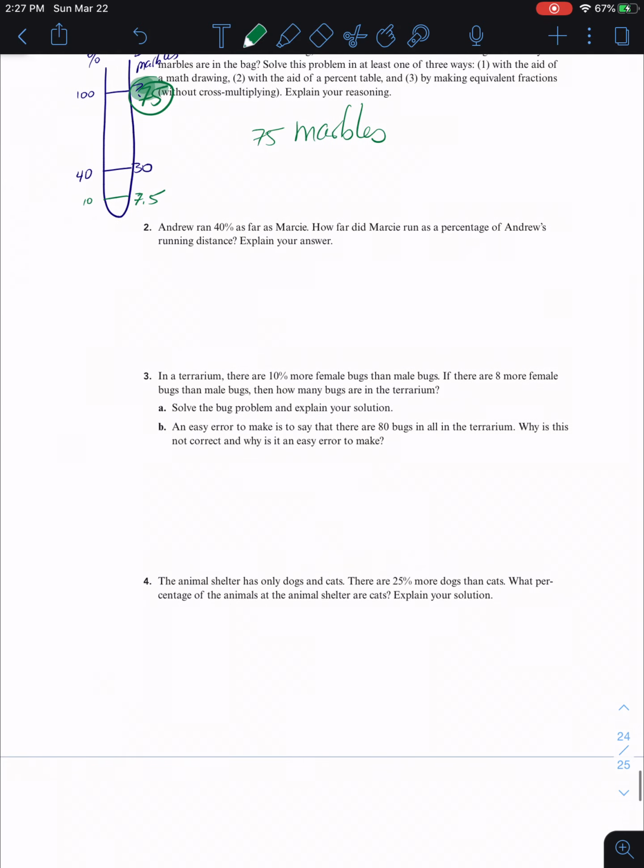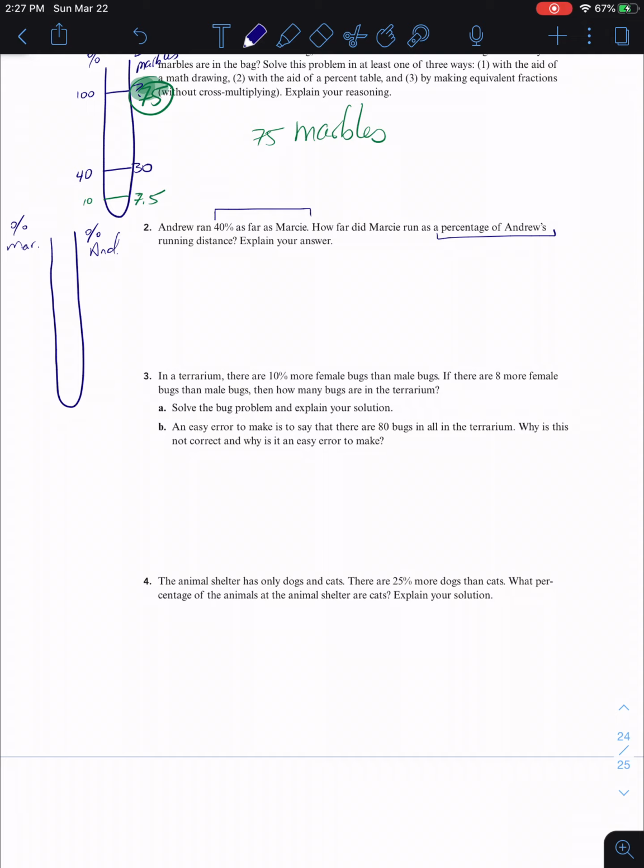All right, let's try number 2. Now, Andrew ran 40% as far as Marcy. How far did Marcy run as a percentage of Andrew's? This is a really different kind of problem from anything we've done, because we have a percent compared to Marcy and a percent of Andrew's. So both sides are actually percentages. But one of them is a percent of Marcy's, where she would have run 100%, and one is the percent of Andrew's, where he would have run 100%.